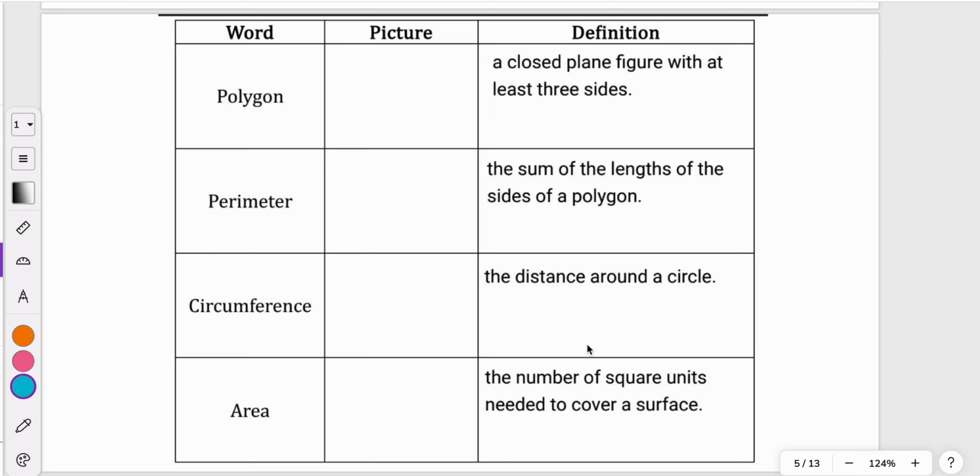We're going to start with polygon. A polygon would just be a closed plane figure with at least three sides. At least three sides would mean starting out as a triangle. You can do squares, you can do pentagons, just as long as they have closed planes with at least three sides.